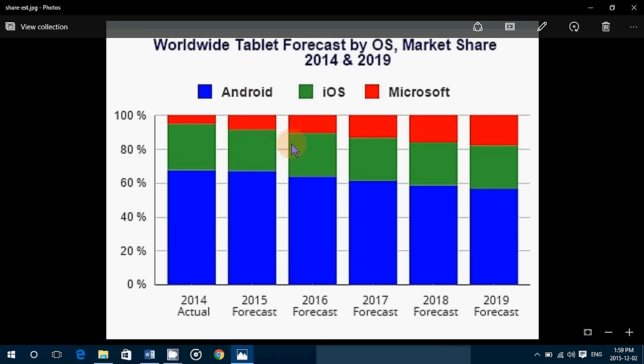And as you see here, this is the market share from 2014 to forecasts up to 2019. What it shows is that Android is losing market share on tablets, and iOS will be losing market share on tablets also. But Windows, Microsoft Windows, will be gaining market share thanks to these hybrid devices. And so I think it's a nice, interesting thing to look at.